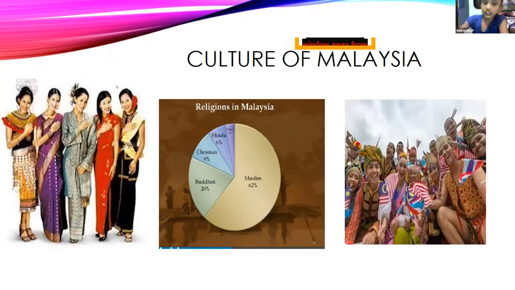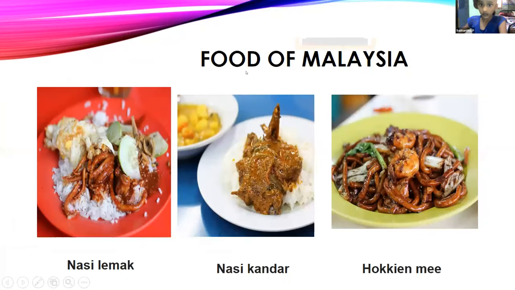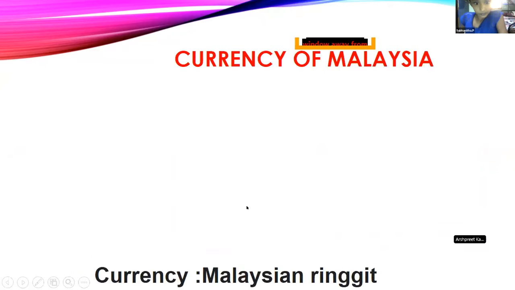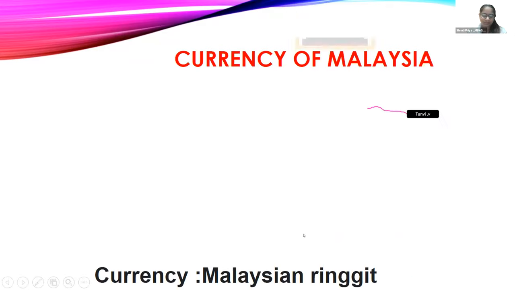The culture of Malaysia. The Malaysian girls wear these traditional types of dress and the boys wear like this. And I have some Malaysian food here. What is this last one, like noodles? I do not know, but I know only the name. And the currency of Malaysia. Are those noodles? No, those were shrimp noodles. It has a fish which is known as shrimp.